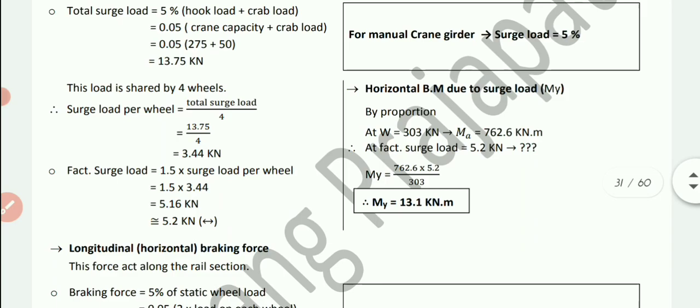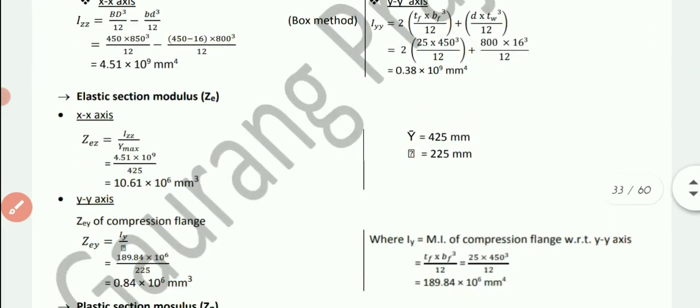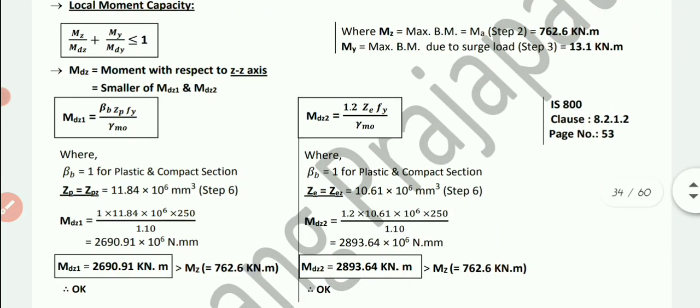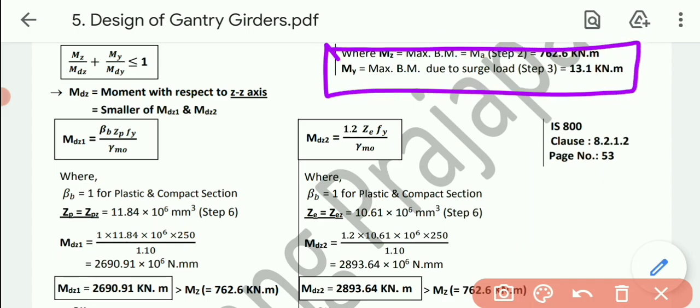My is over here, the factored moment due to surge load, that is 13.1. Okay, so let's use this data. See, Mz and My. So now the unknown parameters are Mdz and Mdy.